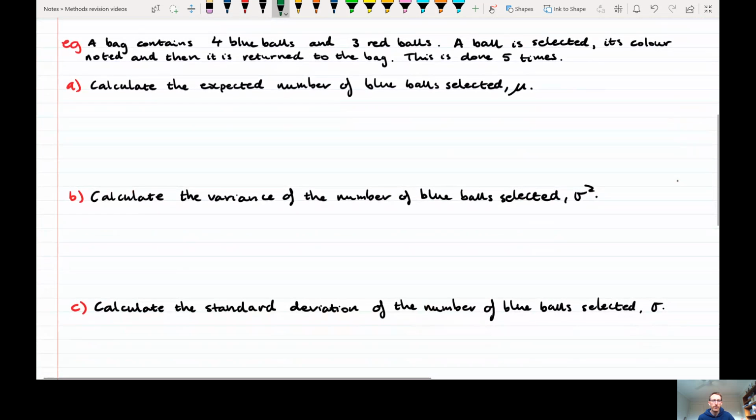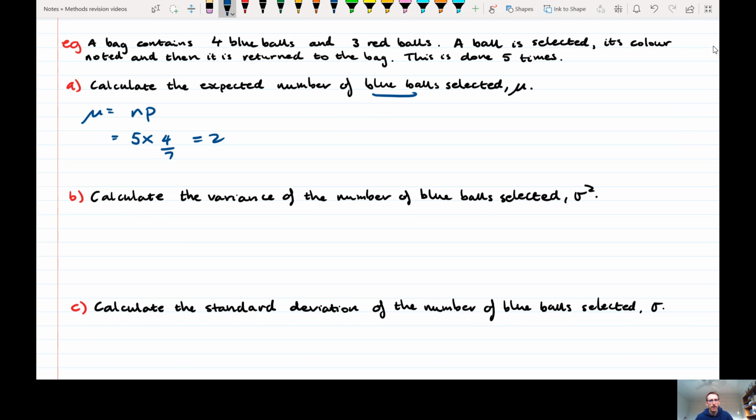So let's get to a couple examples. So here we go. We get a bag containing 4 blue balls and 3 red balls. It's the same example as before, but this time we're doing expected numbers and variance and things. A ball is selected, color noted, and returned. Calculate the expected number of blue balls that are selected. So mu, we know, is given by np. Now n is the number of trials, that's 5. And p is the probability of success. In this case, it's going to be the probability of getting a blue ball, which is 4 over 7.